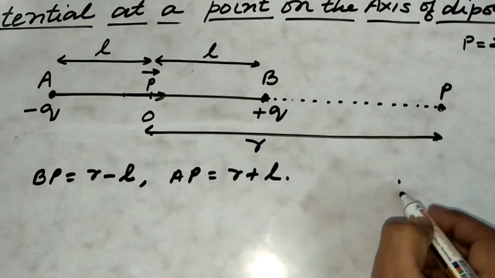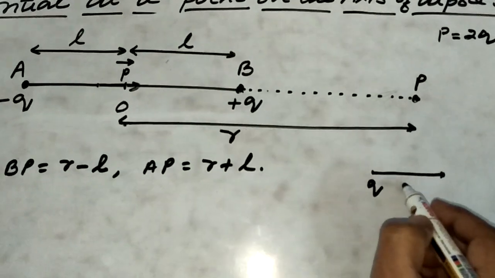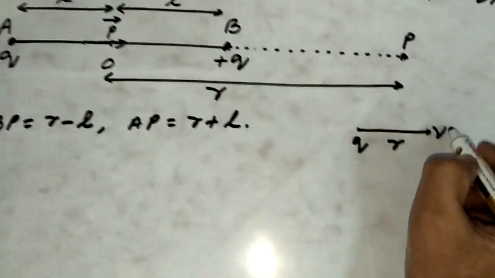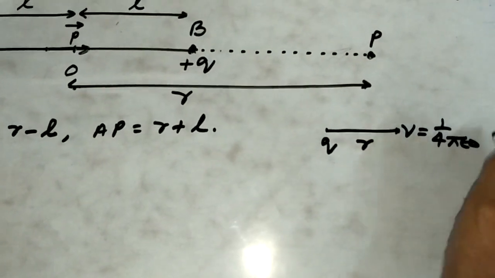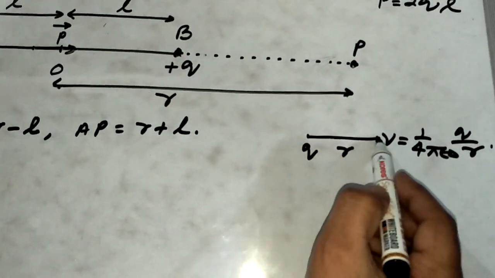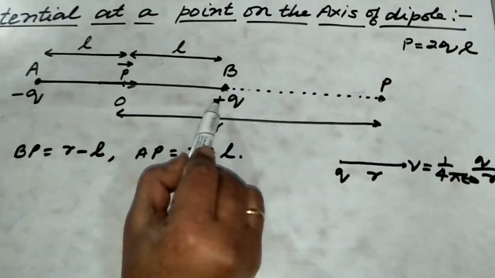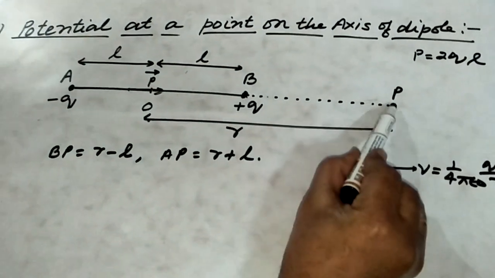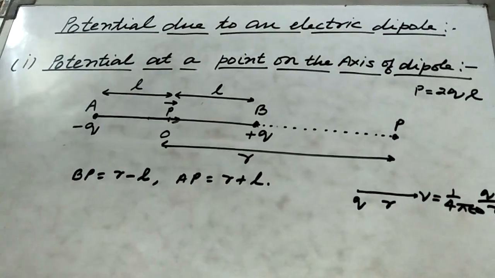And you know the electric potential due to a point charge. Suppose the point charge is q, and the electric potential due to this charge at distance r from it is given by V is equal to 1 upon 4 pi epsilon naught q by r. The same formula we will use for finding the electric potential due to the charge plus q at point P, and similarly due to the charge minus q at the point P.